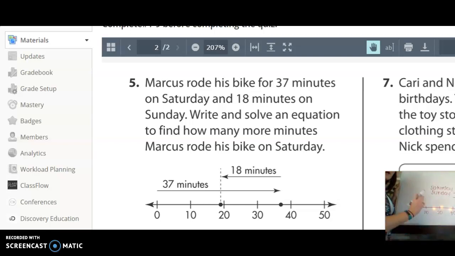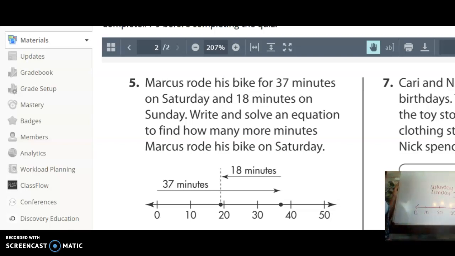They want to know how many more minutes he rode on Saturday than on Sunday. So we are going to do our subtraction. So 7 minus 8, you can't do 7 minus 8 because this is a smaller number, so we have to borrow. Our 3 turns into our 2, and our 7 now turns into a 17. So now subtracting. 17 minus 8 gives me 9, and 2 minus 1 gives me 1. So we have 19 minutes.